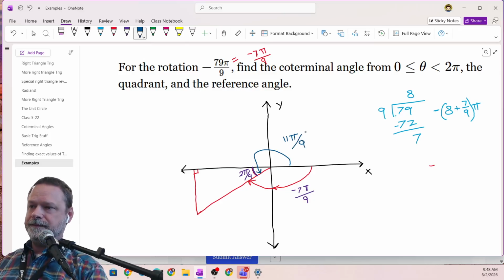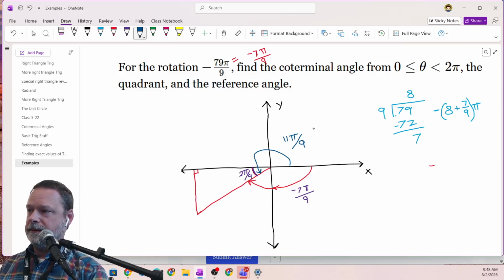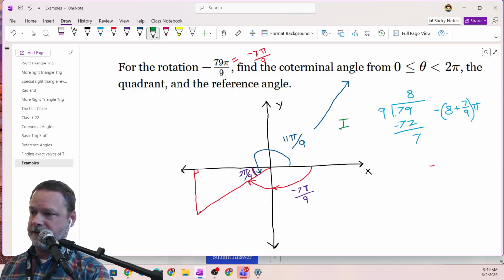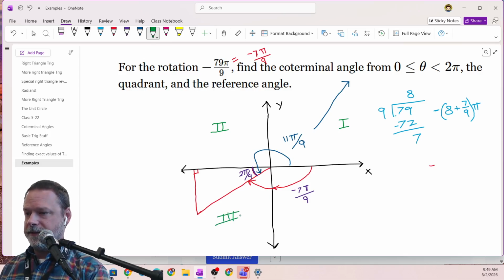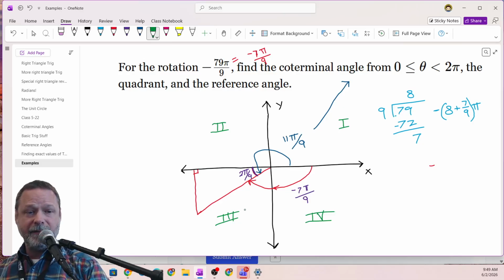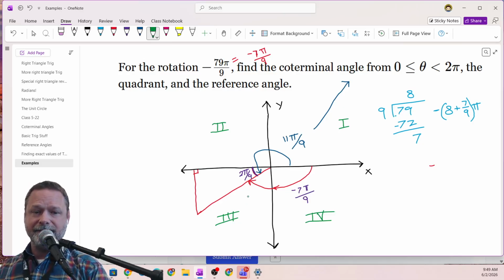Great. So I found my coterminal angle in radians. I found my reference angle automatically, that's my 2 pi over 9. And I know my quadrant. As a quick review, the quadrants go in order of the angles: as angles get larger, the quadrants get larger. So 1, 2, this is quadrant 3 and quadrant 4 right here. So we are in quadrant 3. We got everything we need. We got our answers. Piece of cake. It's too easy.